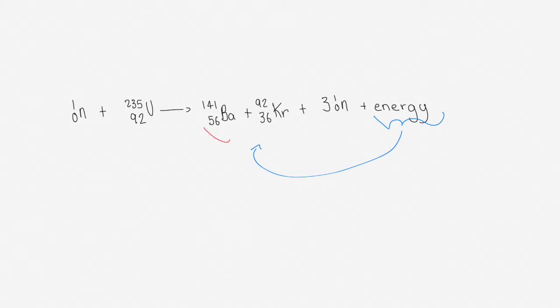Of the 200 megaelectron volts or so released in this reaction, most goes into the kinetic energy of the heavy fragments, barium and krypton. The breakup of the uranium nucleus can be compared to what happens to a drop of water when excess energy is added to it.